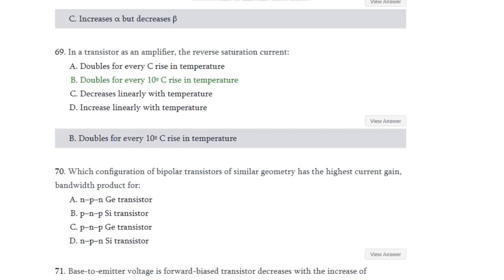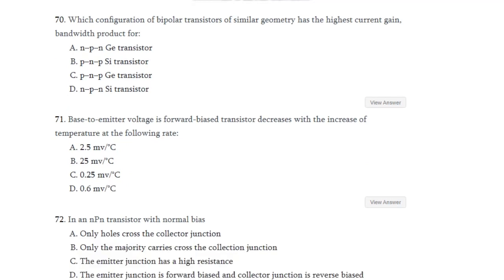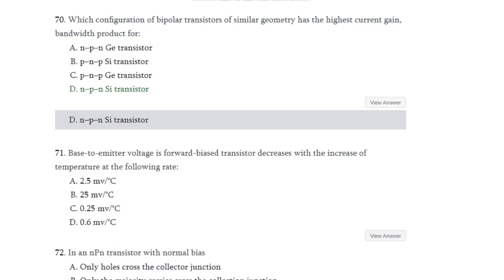Question number 70: which configuration of bipolar transistors of similar geometry has the highest current gain bandwidth product for: NPN GE transistor, NPN SI transistor, PNP GE transistor, and PNP SI transistor? And the answer is D, that is PNP SI transistor.